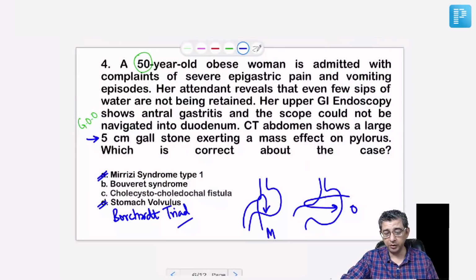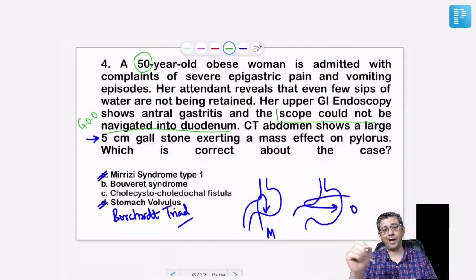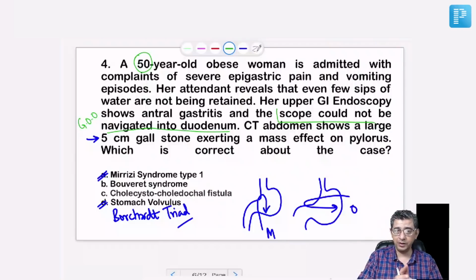So that is why it is written. The key word for this question that is highlighted is that the scope could not be navigated into the duodenum. That's the key word that you actually need to pick up and understand. There's a gastric outlet obstruction, which narrows down to the diagnosis of Bouveret syndrome.